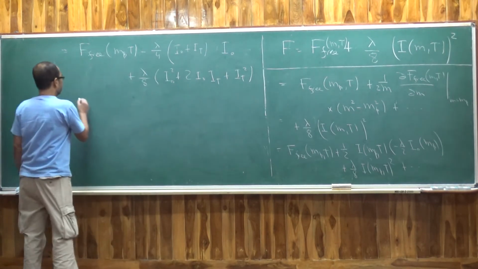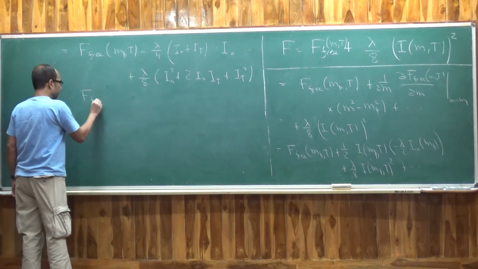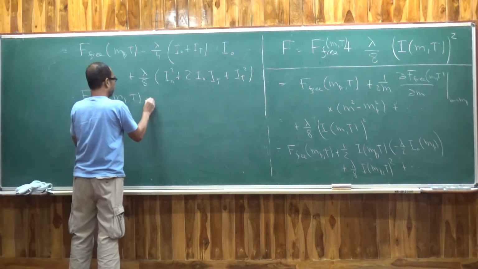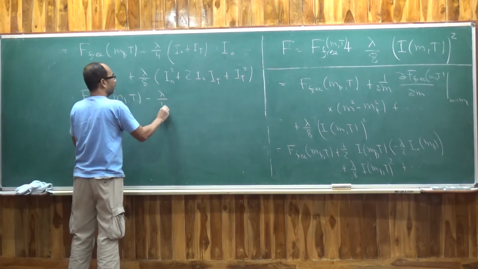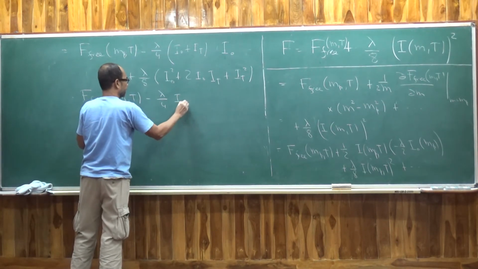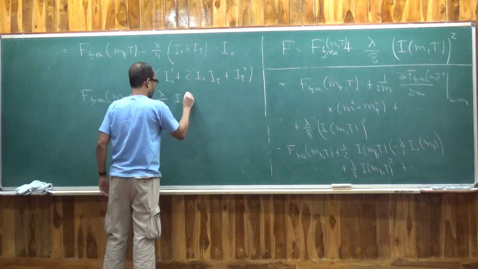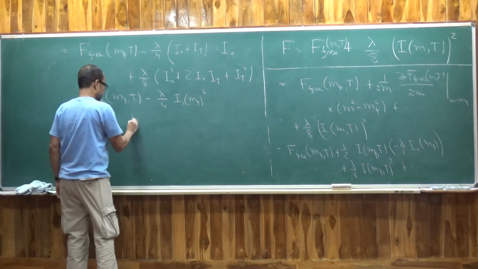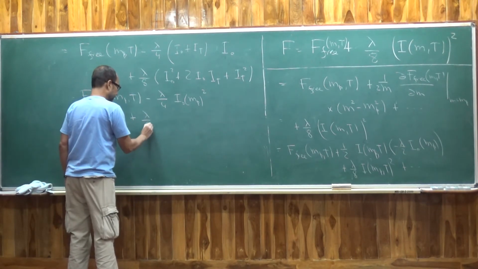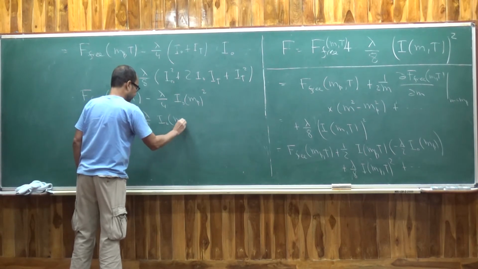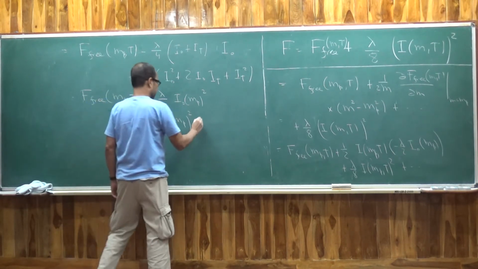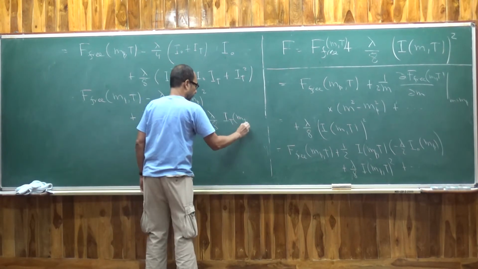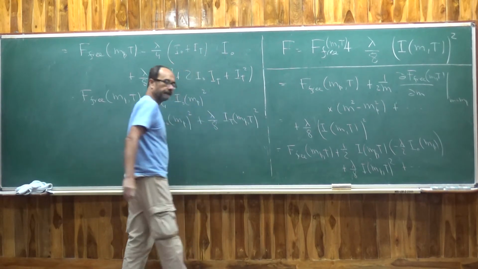Okay. So this then becomes f free of m_p, t, minus lambda over 4 I0 square. Let me write, I0 is a function of m_p only, square, plus lambda over 8 I0 of m_p square plus lambda over 8 IT of m_p, t square.